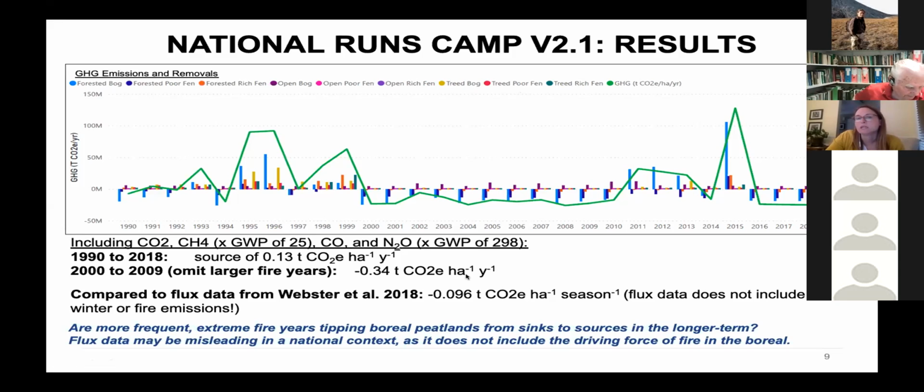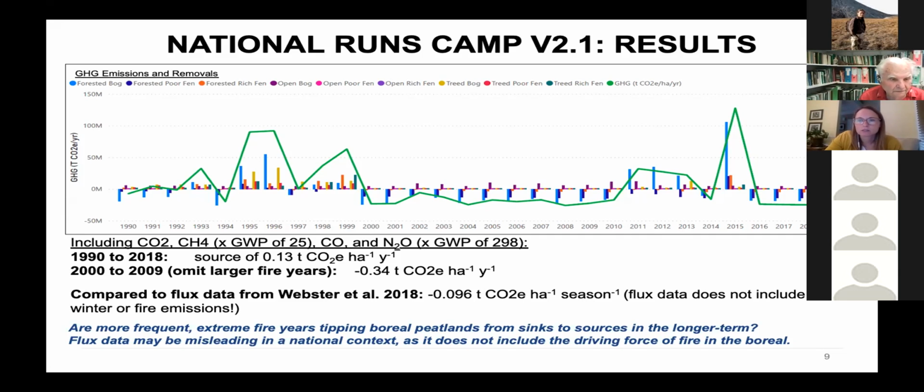And then when we look at this in comparison to flux data, a recent publication of flux data across Canada predicted basically a very small sink or almost neutral, at a rate of 0.096 tons of CO2 equivalent per hectare per season. So we have to be careful when we're comparing flux data because this is seasonal, so we're not including winter emissions in this, and this also does not include fire emissions.